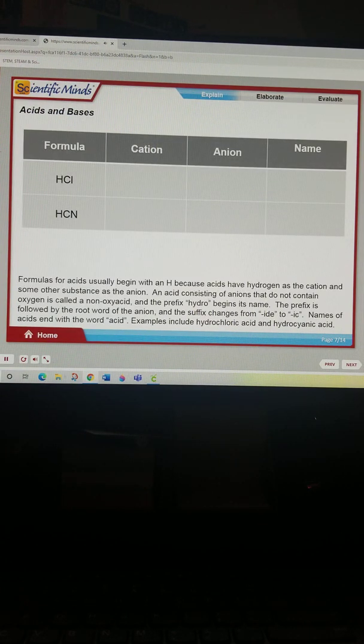Formulas for acids usually begin with an H because acids have hydrogen as the cation and some other substance as the anion. An acid consisting of anions that do not contain oxygen is called a non-oxy acid, and the prefix hydro begins its name. The prefix is followed by the root word of the anion, and the suffix changes from "ide" to "ic." Names of acids end with the word acid. Examples include hydrochloric acid and hydrocyanic acid.